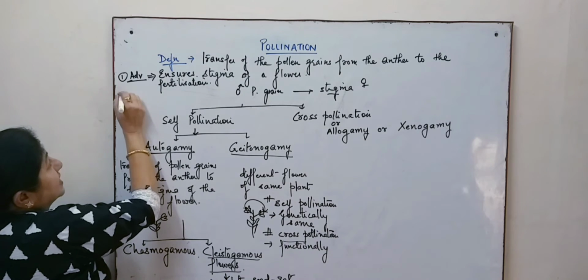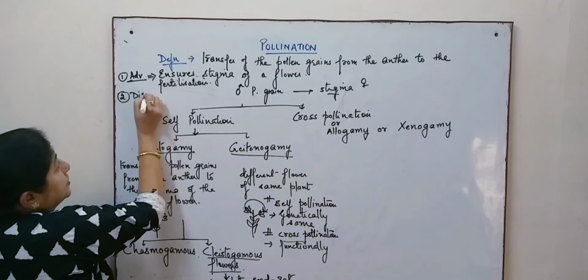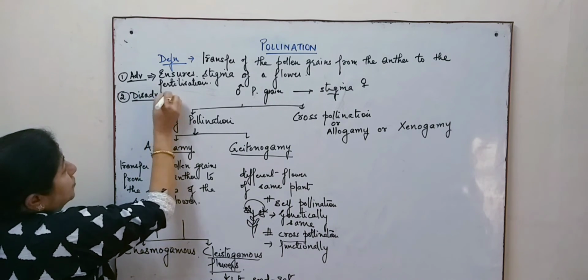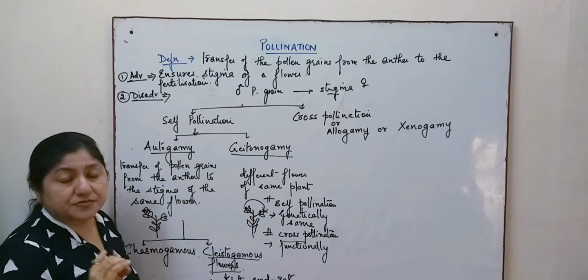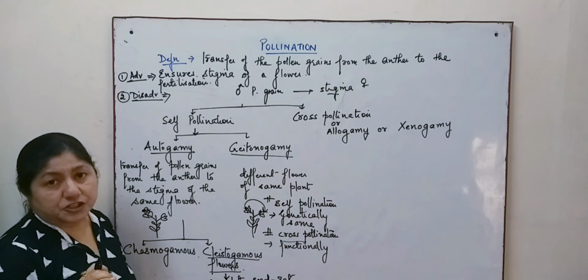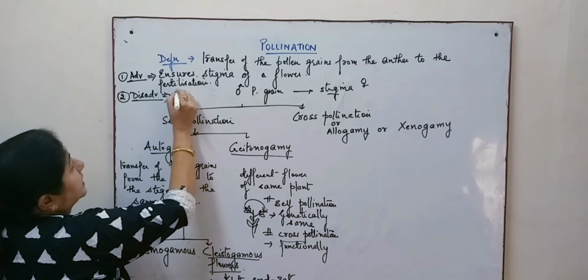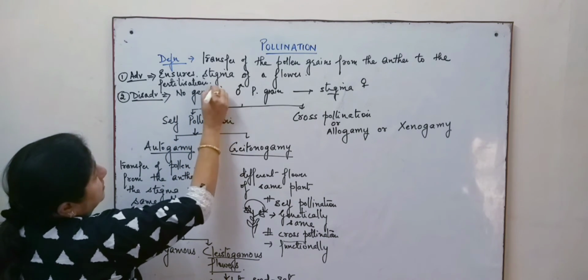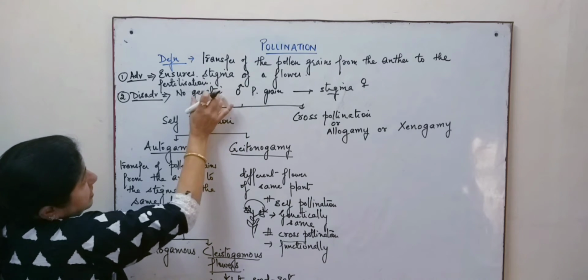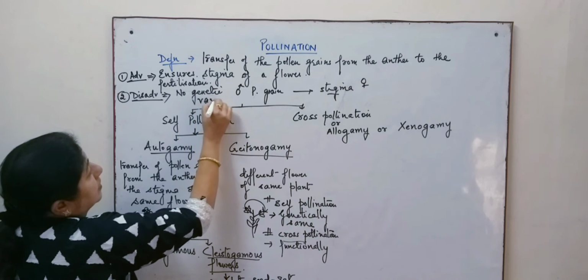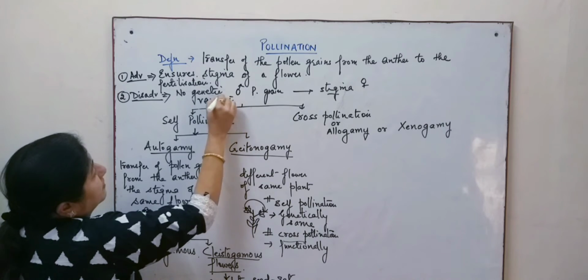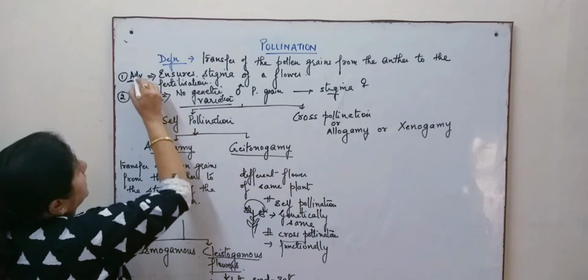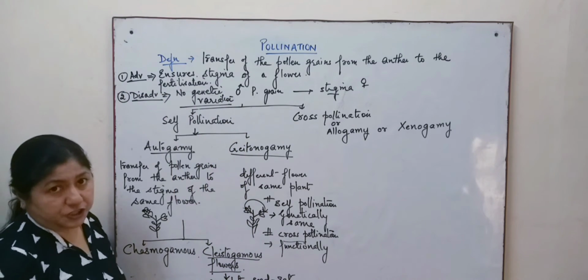But it has certain disadvantages. The major disadvantage of self-pollination is that there is no genetic variability, or the genetic variation is very poor. So the genetic variation is very poor in the case of self-pollination.